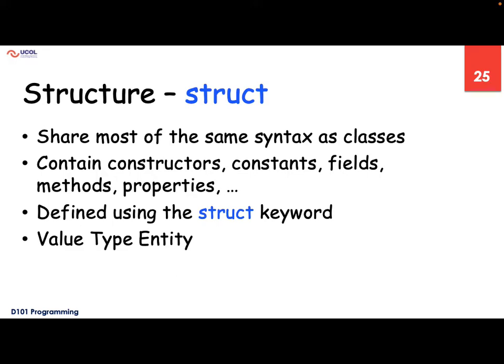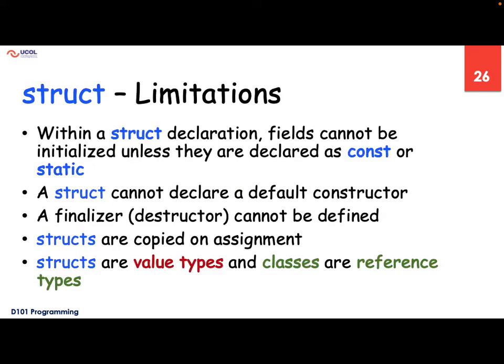It is not a reference type. It can have constructors, methods, fields, properties, and if you look at it, it looks like a class, but the change is that instead of having a reference type variable, it creates a value type variable, and it is more like a lightweight object. So within a struct declaration, fields cannot be initialized unless they are declared as constant or static.